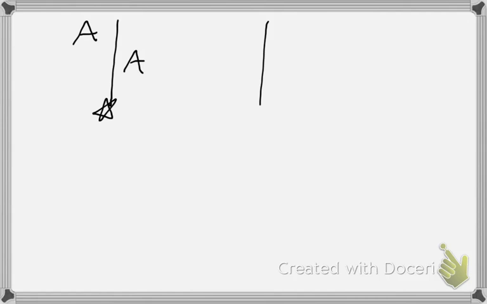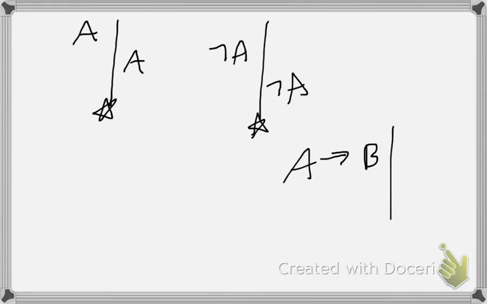So we could have not A and not A, and the branch would close off. Or we could have A arrow B on one side of the tree, and then A arrow B on the other side of the tree, and it would close off. Any formula at all, as long as it's the same exact formula on both sides of a branch of a tree, then it closes off.